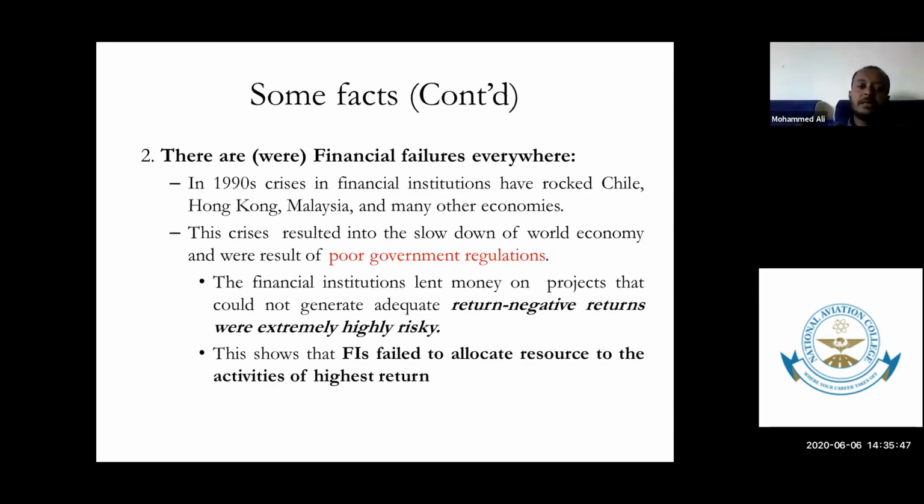The second one is that there are or were financial failures everywhere. There are financial failures in every corner of the world. For example, in the 1990s, there was a financial crisis in South America and Asia.